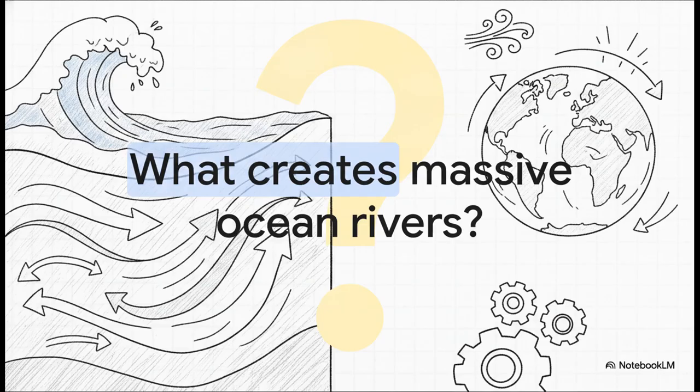Now, when we look out at the ocean, we usually just see the surface, maybe some waves crashing on the beach. But underneath all of that, there are these massive, invisible rivers constantly flowing all across the globe. And they aren't just random, chaotic movements of water either. They are part of a highly organized, relentless mechanical engine. So, what actually creates and powers these global currents?